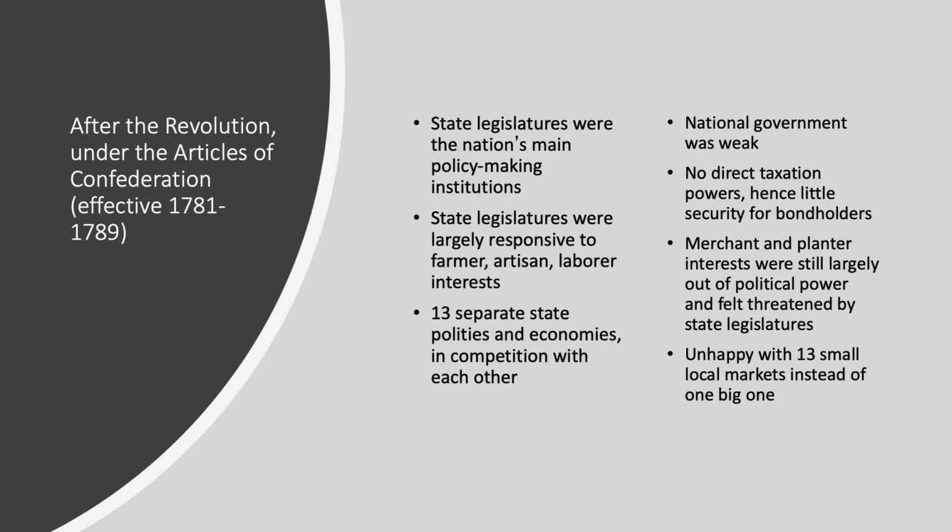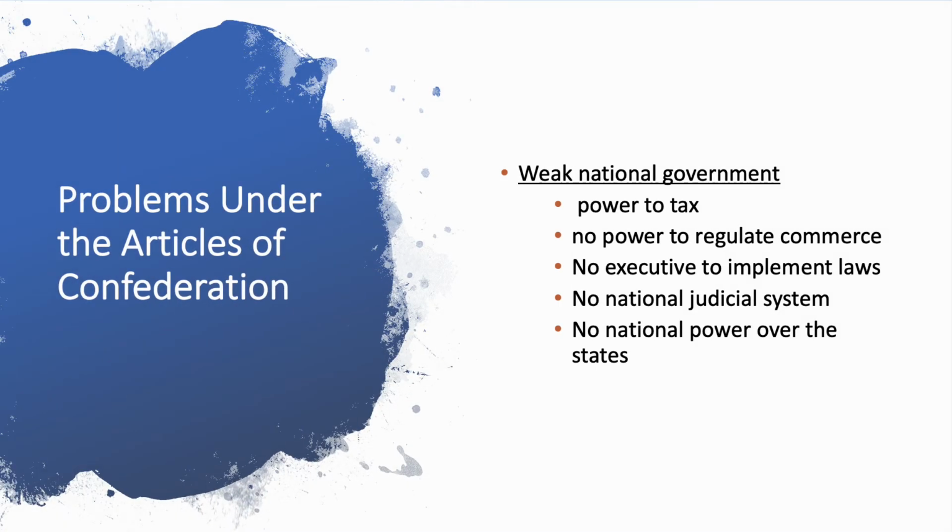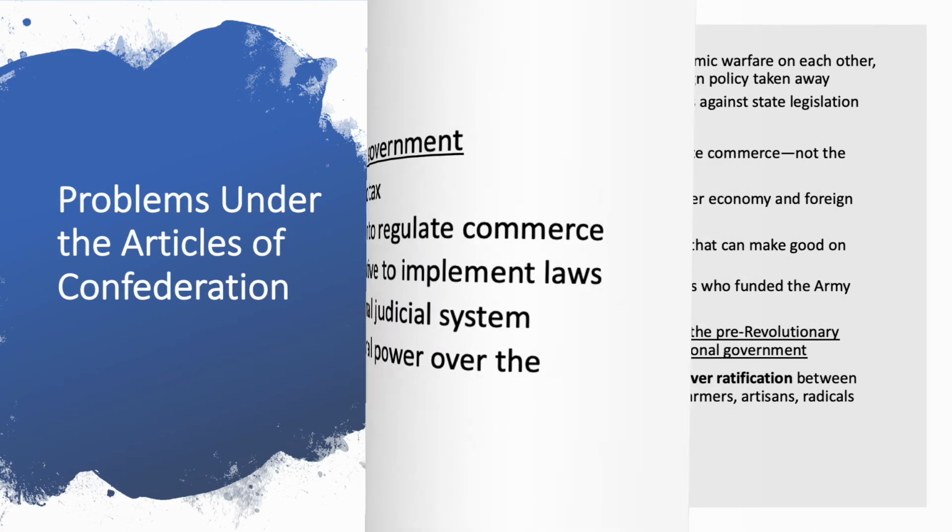So these merchant and planter interests were largely out of political power under the Articles, and they felt threatened by these state legislatures. They also did not want 13 small local markets. They wanted one big national market. So the basic problems were a weak national government, no power to tax directly, no power to regulate commerce, and no chief executive with enough power to implement laws. There was a president, but it was really just a presiding officer, not the kind of president we have. No national court system, and no real national control over the powers of the state to do whatever they wanted.